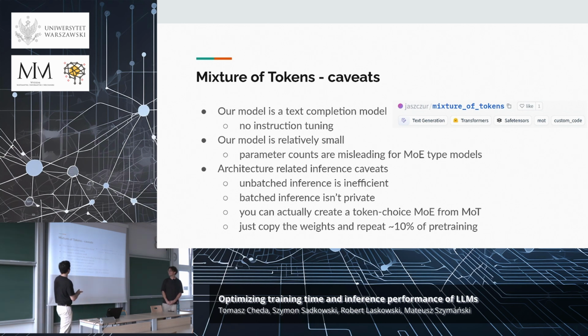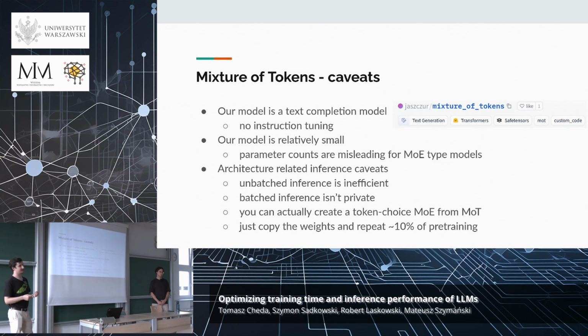Well, what are the caveats? Our model is only a text completion model. It has no instruction tuning, so don't really expect it to follow your commands like a chat model would do. Our model is relatively small, even though it has like 300 million parameters. Remember, only 1/32 of that actually gets used in each pass. There are also some caveats related not to our choices, but to the choices related to the whole mixture of tokens technique.